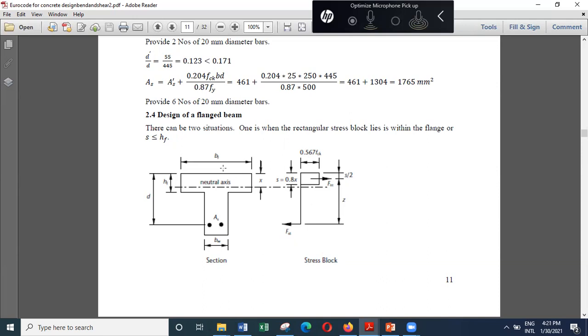So if it is a flange beam, and let's say that we know the width of the flange, and we also know the depth of the flange, Hf, then it's possible to have this as singly reinforced, where the neutral axis lies within the flange, and actually we are looking at the condition that the rectangular stress block lies within the flange.